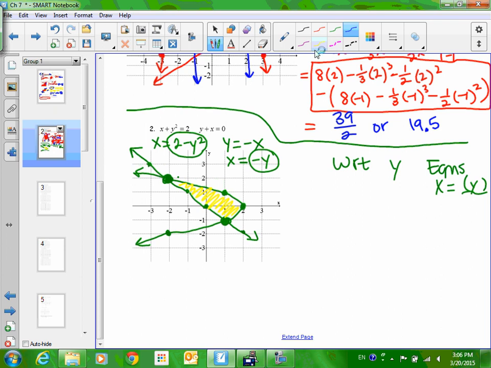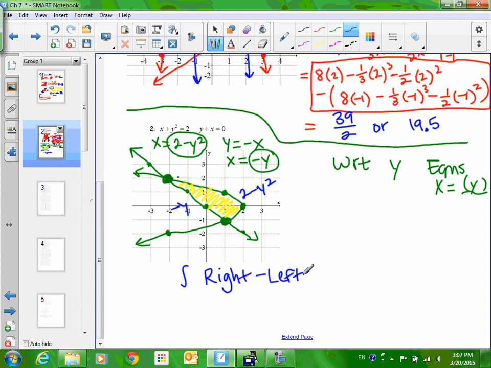Okay, here's your biggest clue. There is no top curve and bottom curve. Well, there is, except the bottom curve changes. But I do see a right and a left. So the right curve is 2 minus y squared, and the left curve is negative y. So what we're going to do is integrate right minus left.